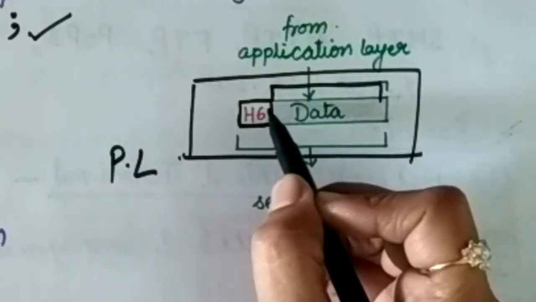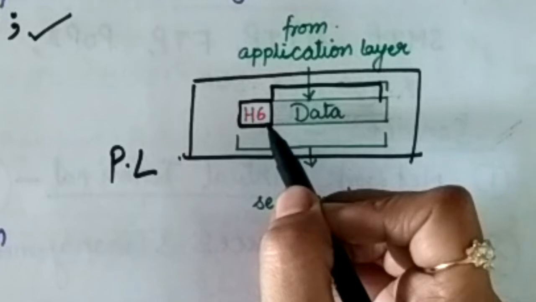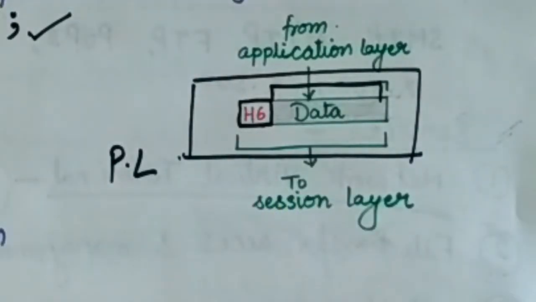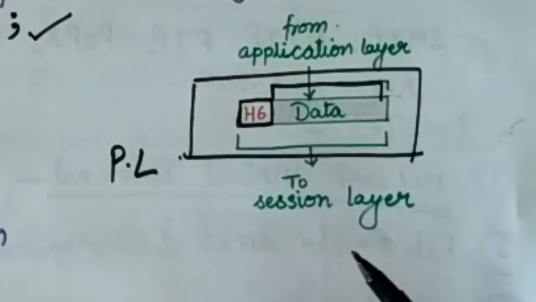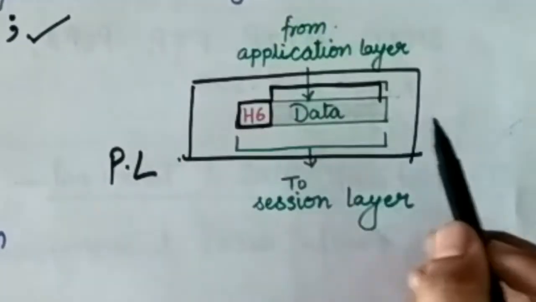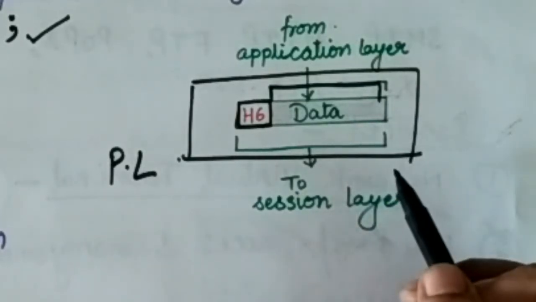H is for the header, and 6 represents that this header is of the 6th layer. Because the presentation layer is the 6th layer of OSI, that is why H6. Now the presentation layer will add an additional header to this data unit. Headers and trailers are also there. Trailers are put this side, which we will study in the data link layer.